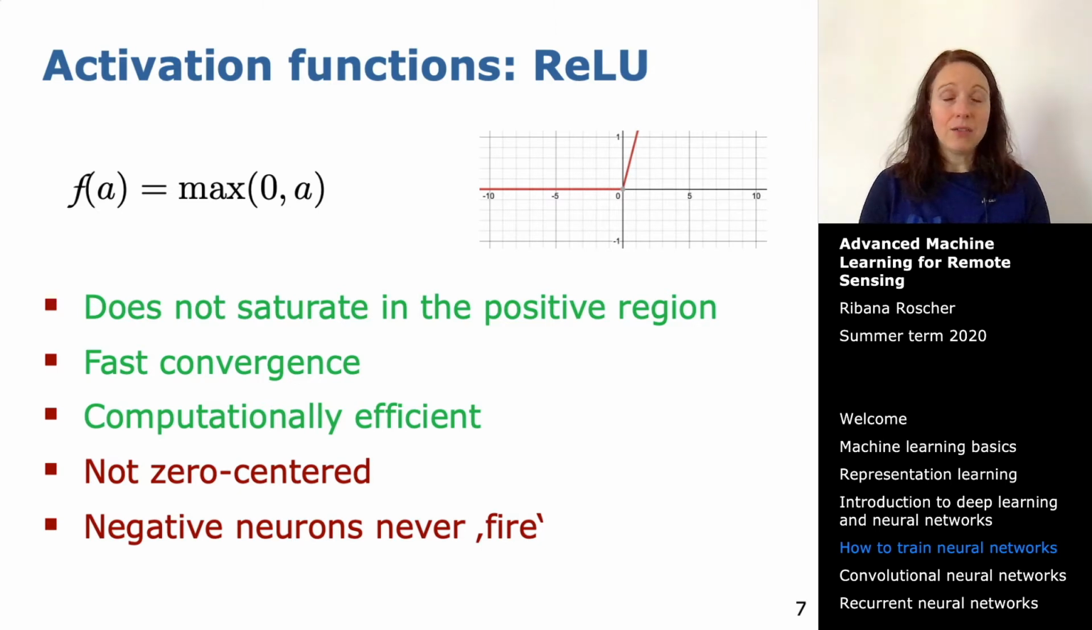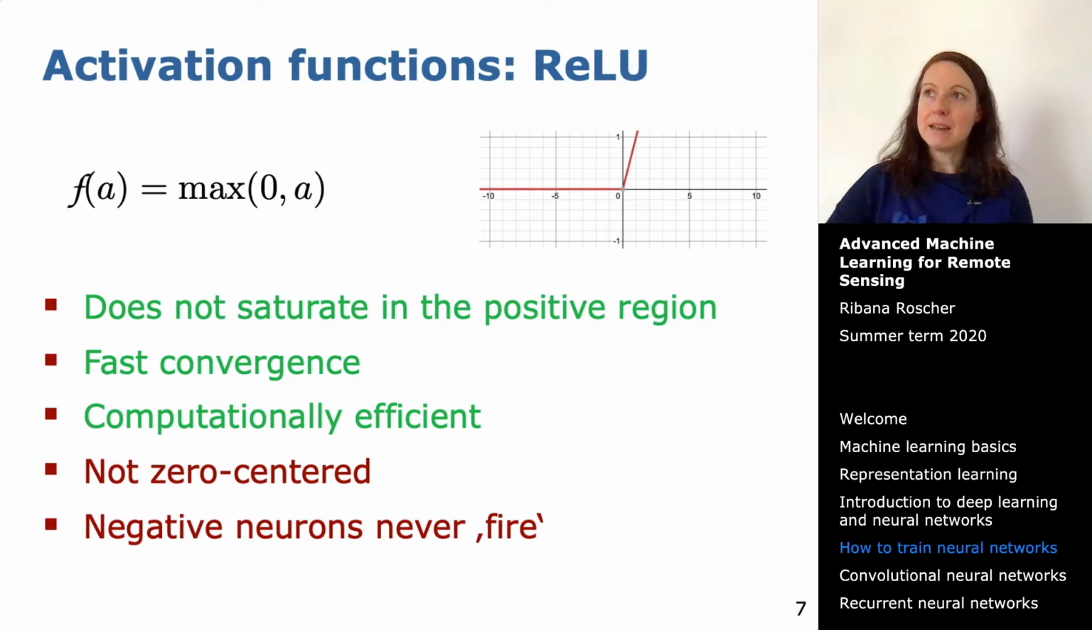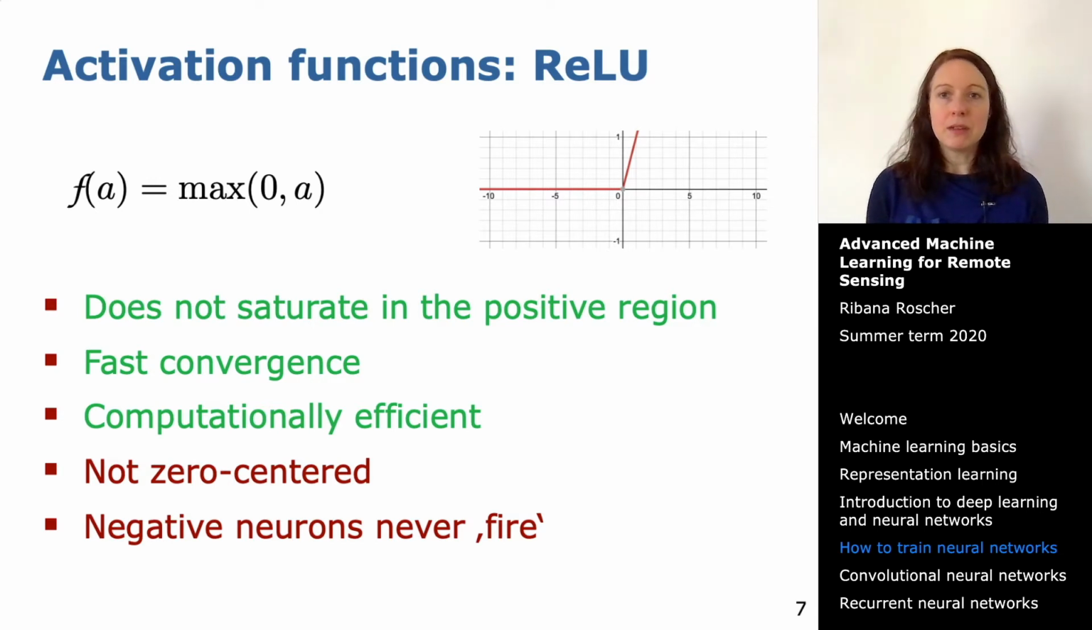Again, you have the problem that it's not zero-centered, which leads to the problem that some neurons just die. What does it mean? When you have neurons where you have negative values, they do not fire, because they will result in 0, and also the gradient will be 0. So they just do nothing and do not contribute in any way to getting a better solution.